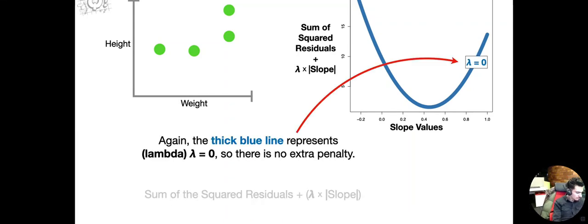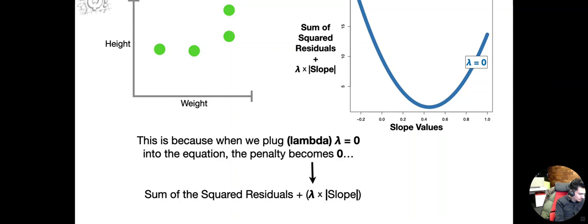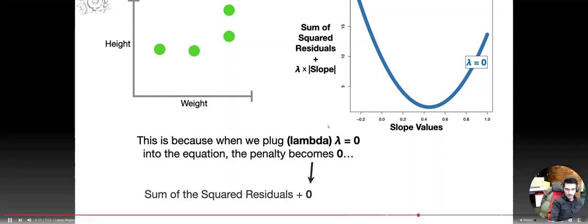Again, the thick blue line represents lambda equals 0, so there is no extra penalty. This is because when we plug lambda equals 0 into the equation, the penalty becomes 0.